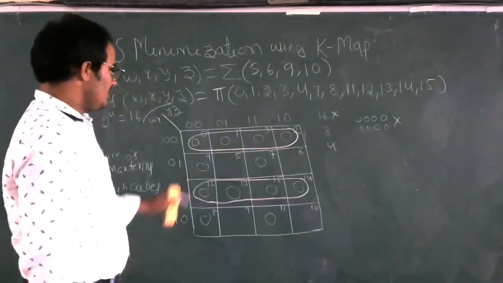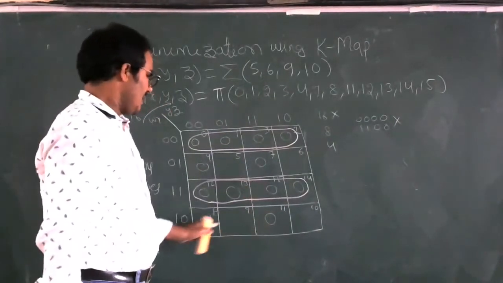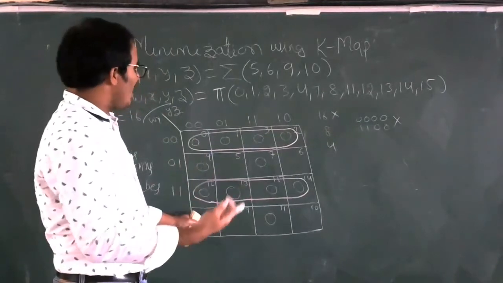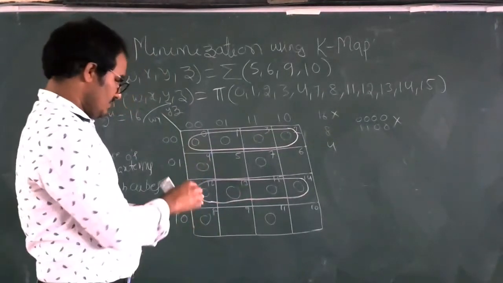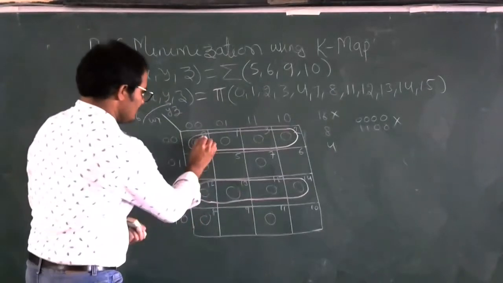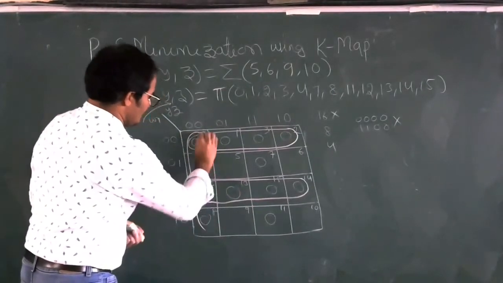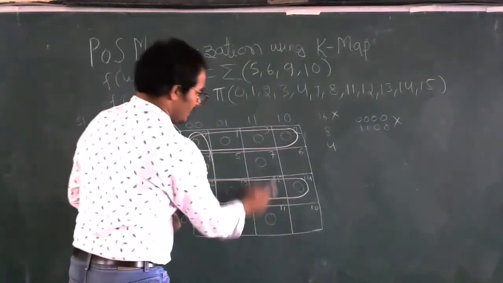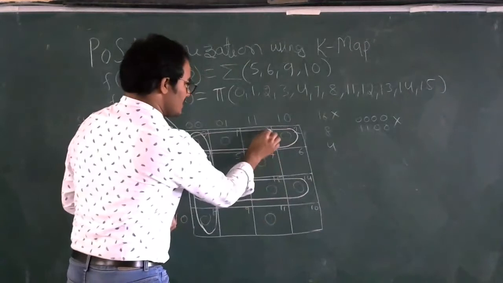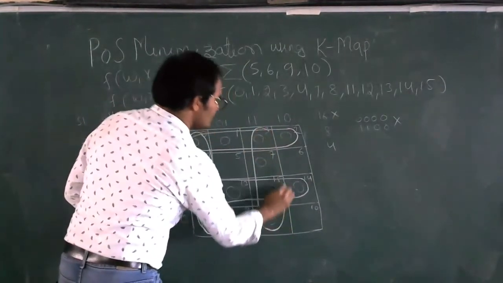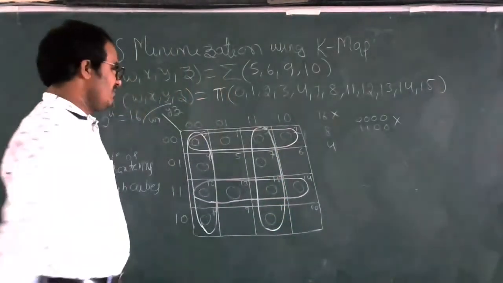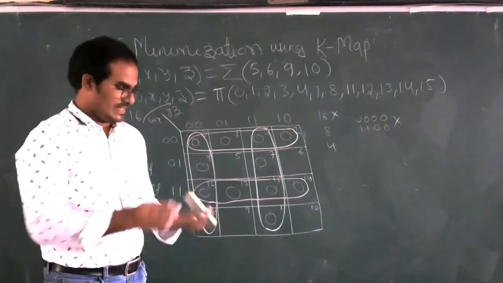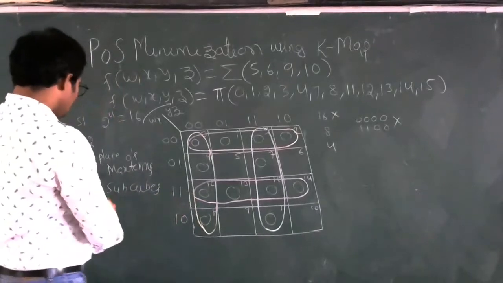Next maxterms left are 4, 7, 11, 8. So 4, 8 will form a quad in combination with 0 and 12. Take another color. This forms a quad here. Look, another color. And 3, 7, 11, 15 forms another quad. So in total we have 4 quads in the final expression.